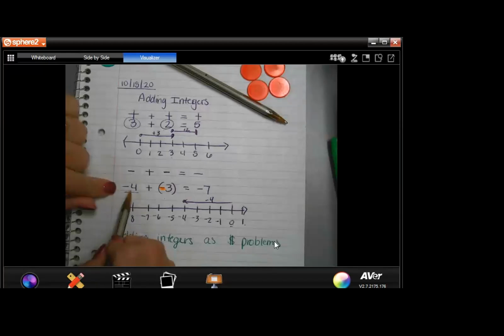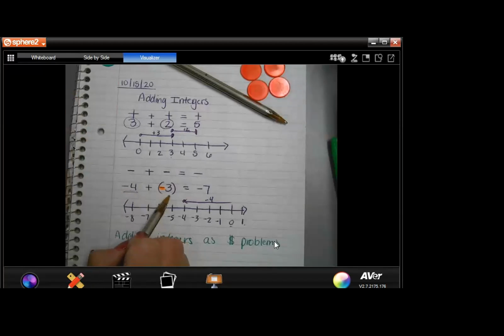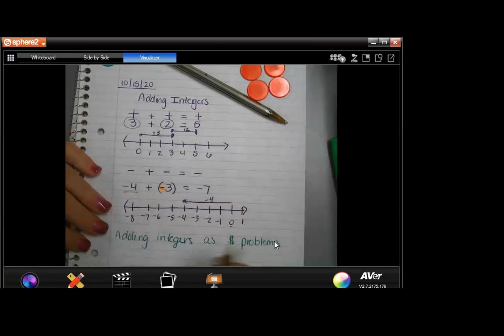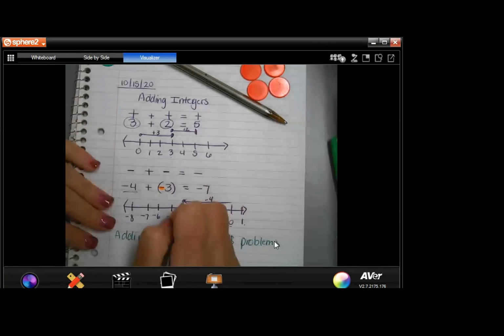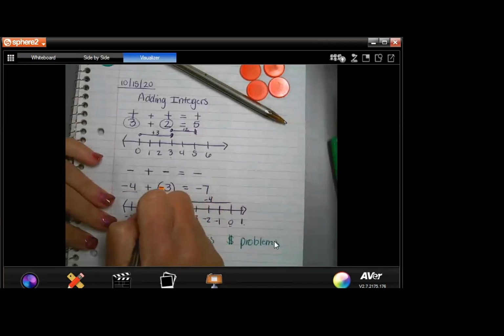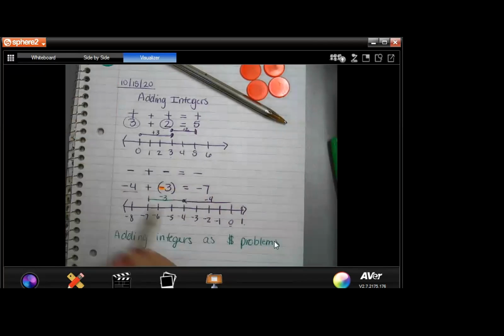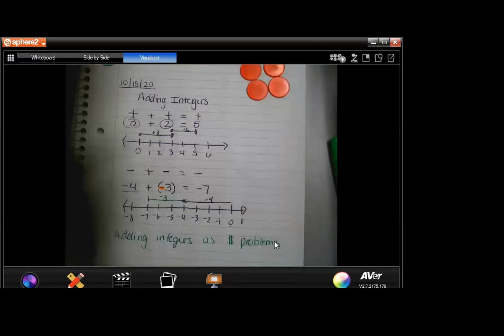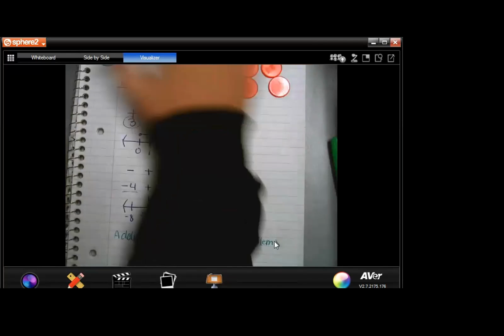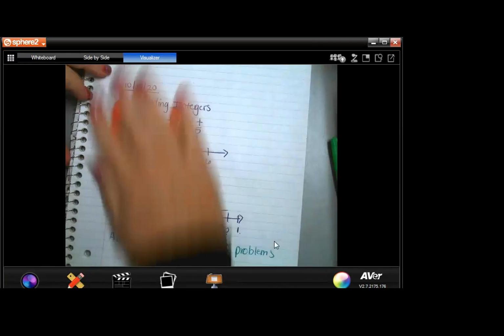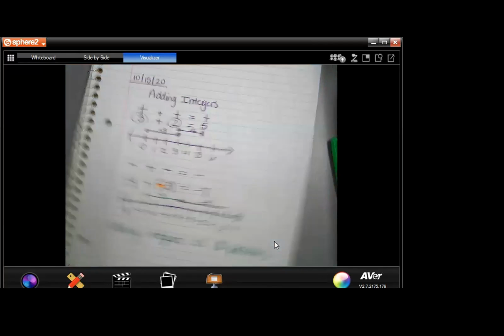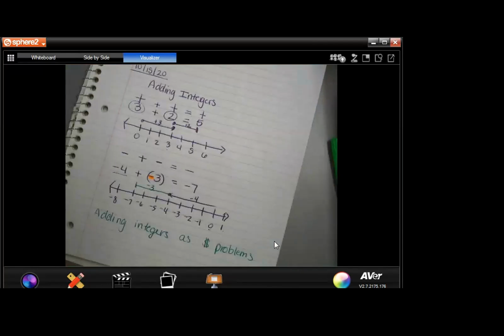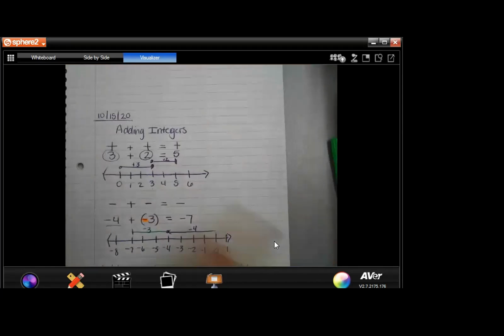So -4 plus -3. I'm adding a -3, so I continue into the dark side. So I'm going to go down 1, 2, 3, and I land right there. So that's what -4 plus -3 is. Okay. All right. Now, last but certainly not least, now that we know that whenever you add together two integers with the same sign, you just add them.